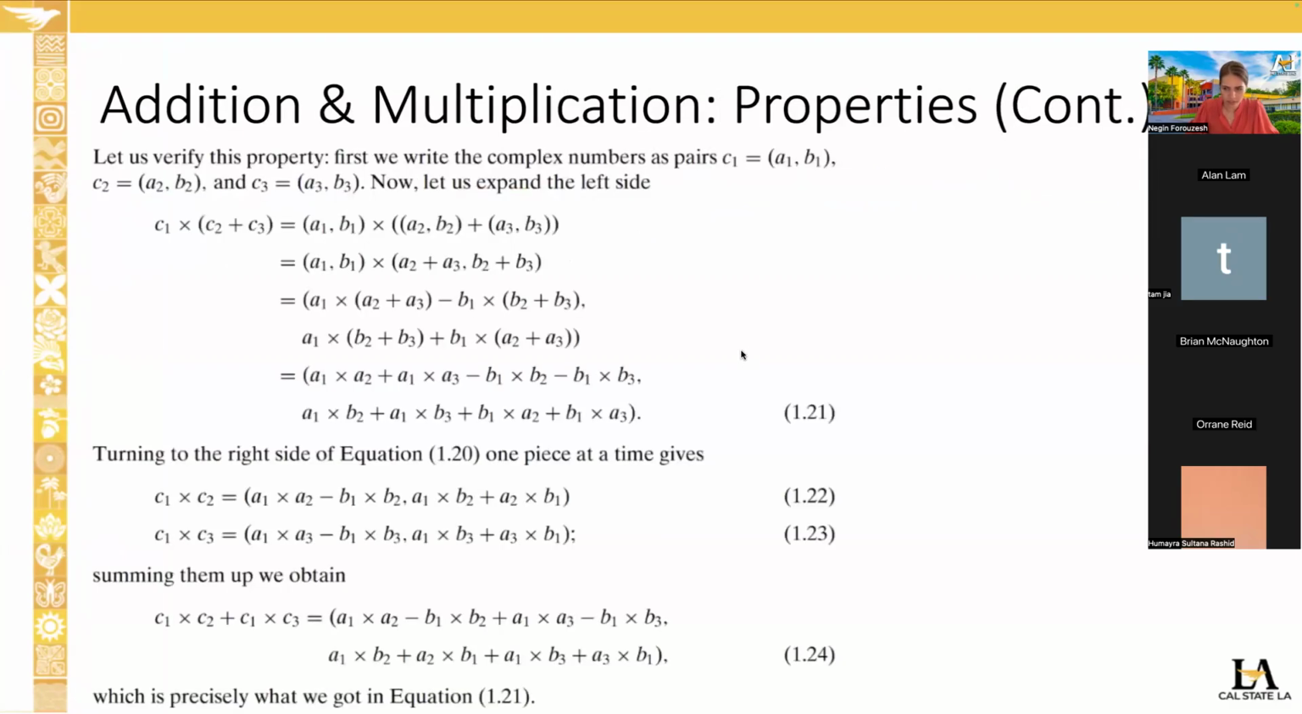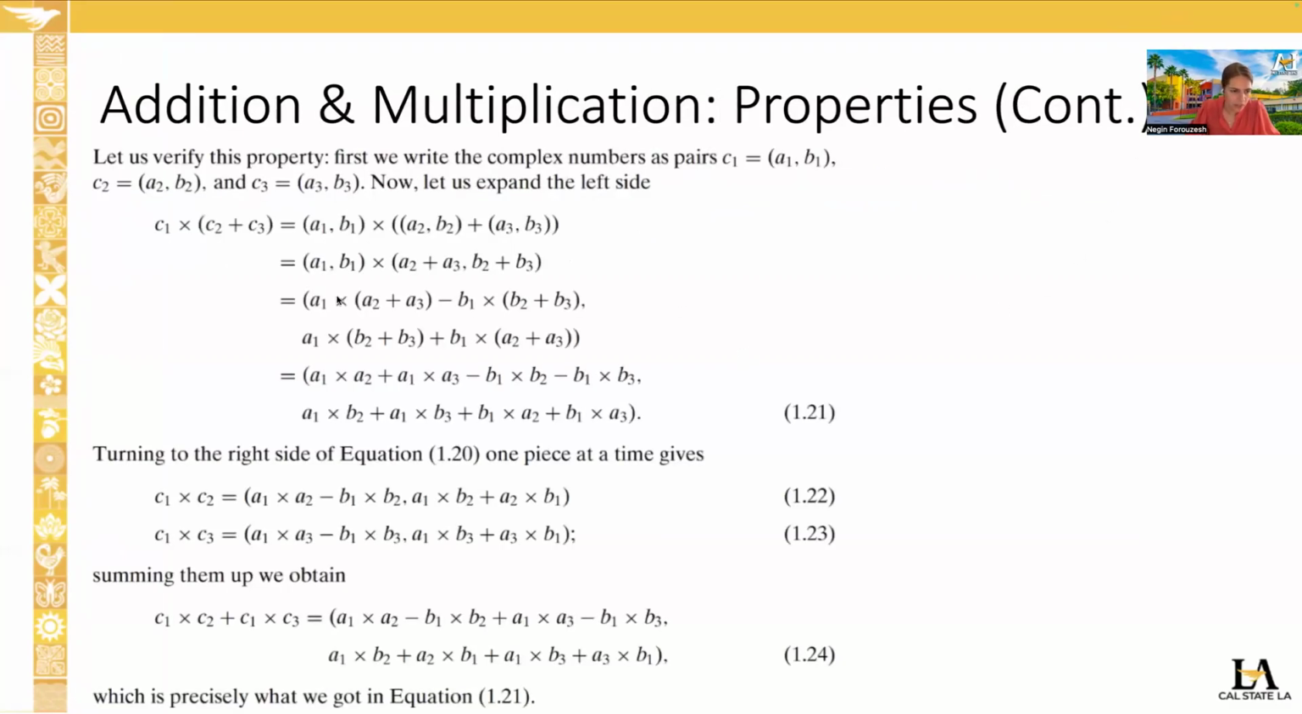Okay, so let's take a look at it together. This is very much similar to what Alan just explained. So we have the left-hand side, these numbers. We start off with what we have in the parentheses. So we have these two numbers. We add them up according to the rule of addition that we had earlier.